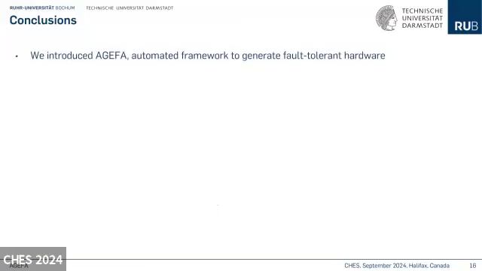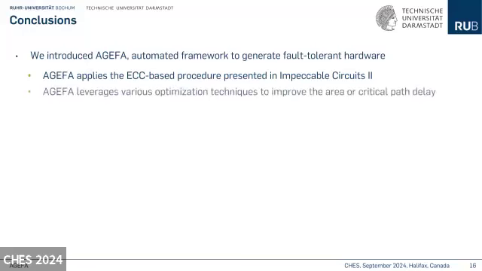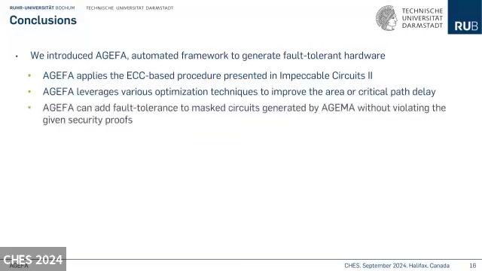Okay, to sum this up, we introduced AGEFA, an automated framework to generate fault-tolerant hardware, where we can apply Impeccable Circuits 2 to protect against faults, and introduced some optimization techniques to improve the area and the critical path delay as much as we can in an automated setting. And we can also apply this to a masked circuit without violating the security proofs of the masking.